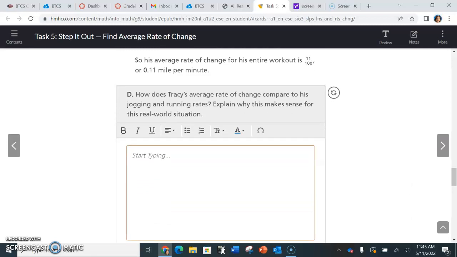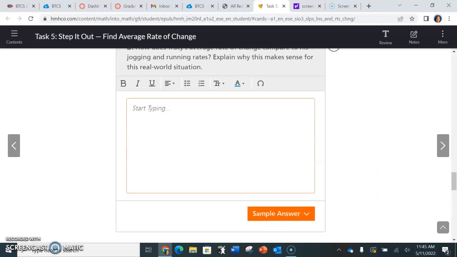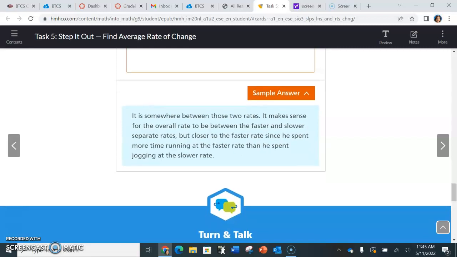How does Tracy's average rate of change compare to his jogging and running rates? Explain why this makes sense for the real-world situation. All right, so how does his average rate of change compare to his jogging and running? Well, his average rate of change for the whole workout will be somewhere in between his jogging rate and his running rate. And that should make sense that that average falls in between these two numbers here. So hopefully that does make sense. Let's see what it says for real world situation here. All right, so it says it will be somewhere between the two rates.